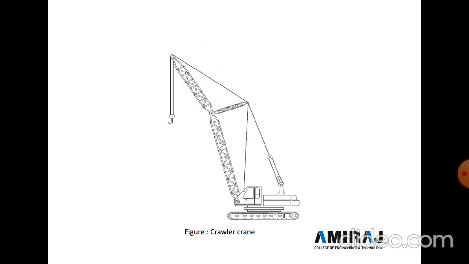Next is a crawler crane. So here chain tracks are provided at the bottom side in place of tires, and here boom is provided and hook is provided for lifting the material, and this crawler crane is generally used in heavy construction sites.